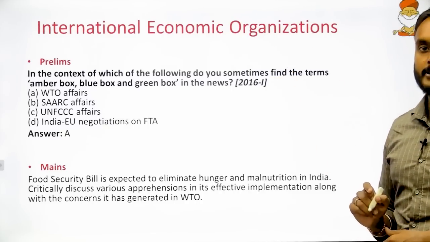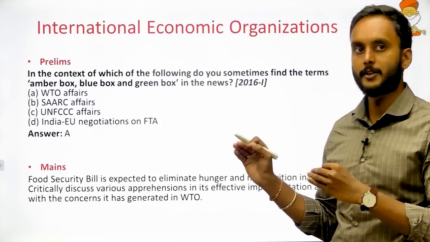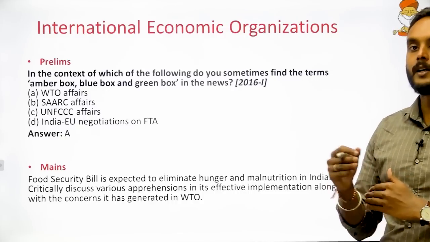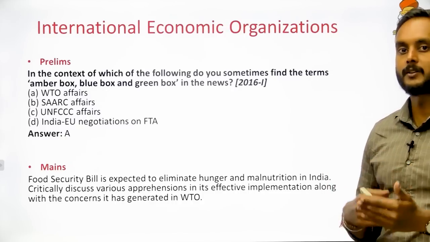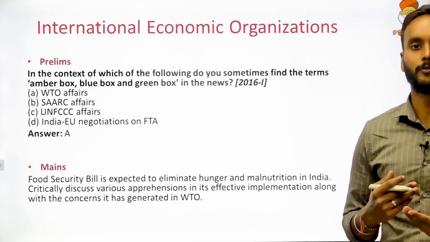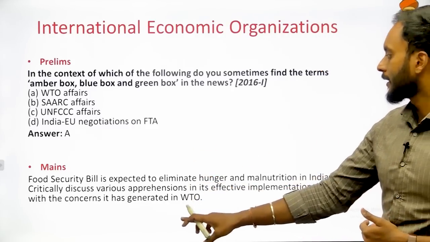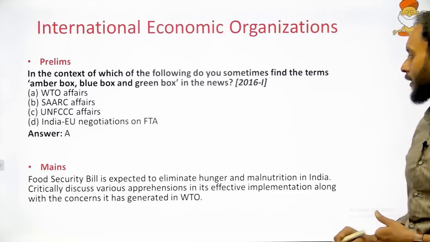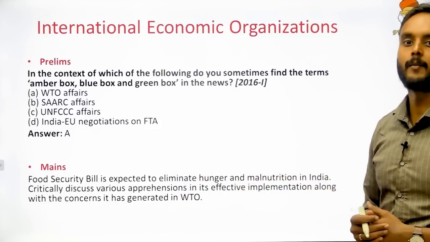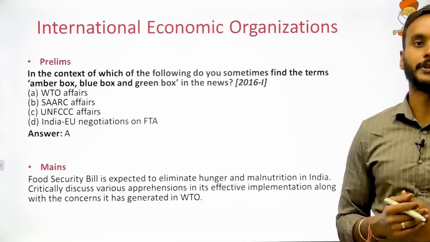Then, let's talk about international economic organizations. The questions in prelims can be with respect to any international economic organization. And if you look at the mains question, with respect to World Trade Organization especially, the questions are being asked. And in World Trade Organization, the major debate that is going on for a while is with respect to the food security bill. So the question is: discuss the apprehensions in the effective implementation of the bill and what concerns has it generated in WTO. So that is what they are checking as a question.